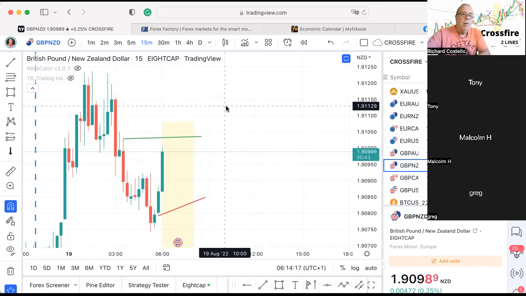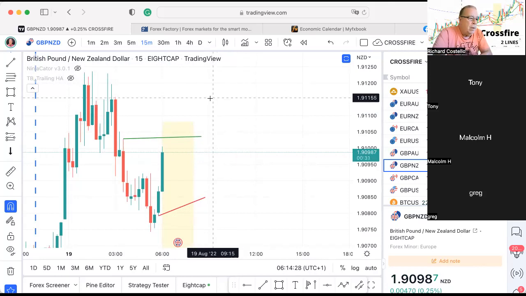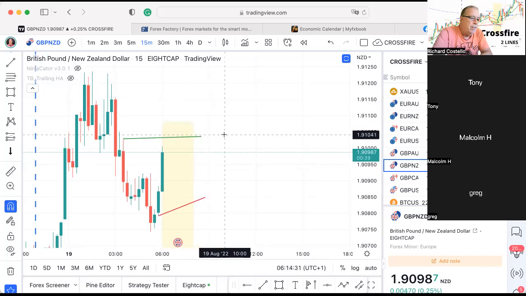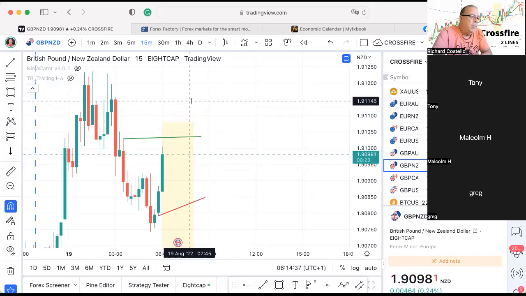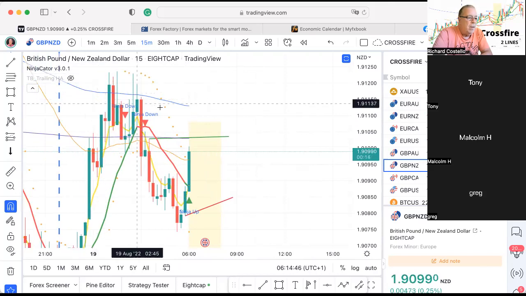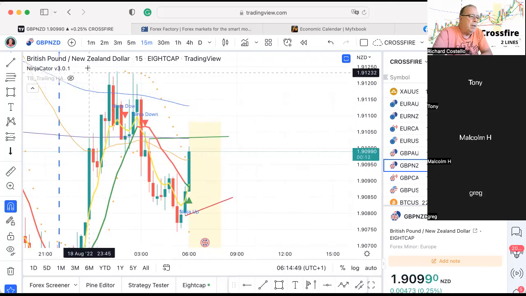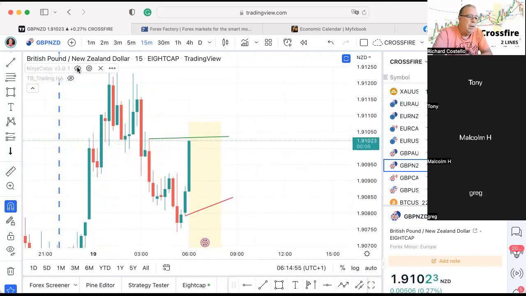Right, so it's 6:14. So what we'll do in 35 seconds' time, we'll get these lines in position accurately, and then we'll drop down to the 5-minute time frame. The other thing that we'll do is we'll put the Ninjacator on. I've got it ready set up, but I just find that picture distracts me slightly for positioning the two lines. So I'll leave that hidden for the time being, and we're just waiting for.